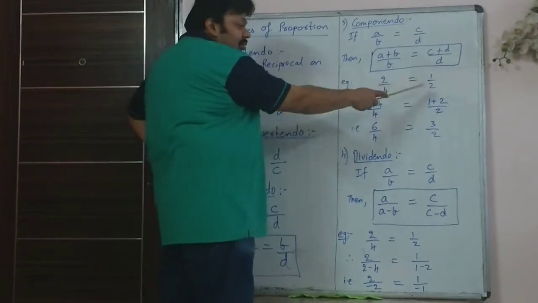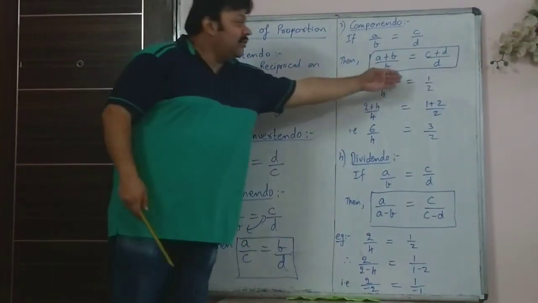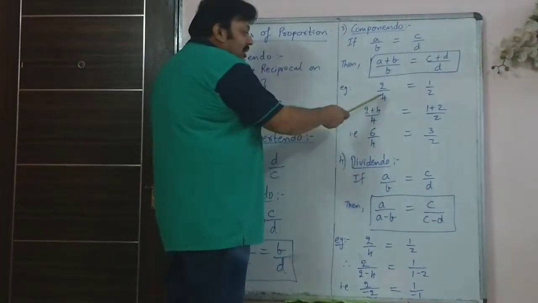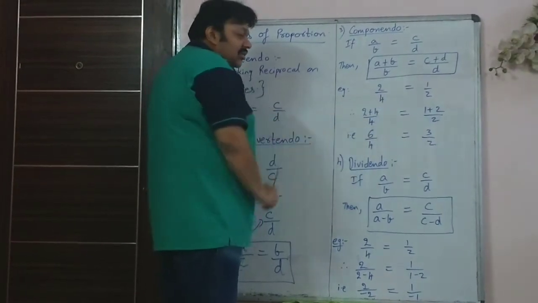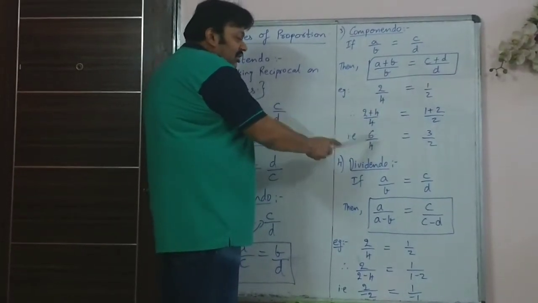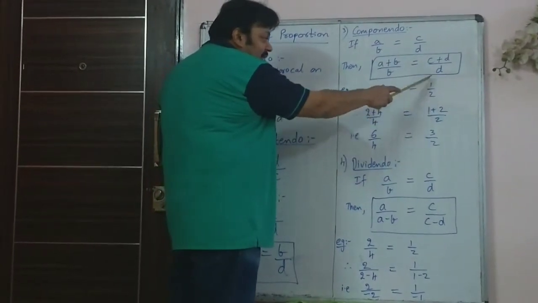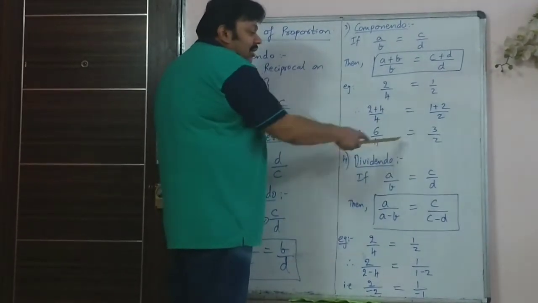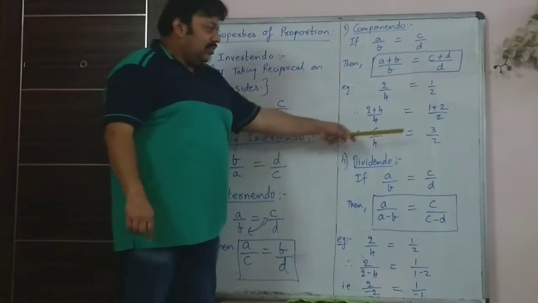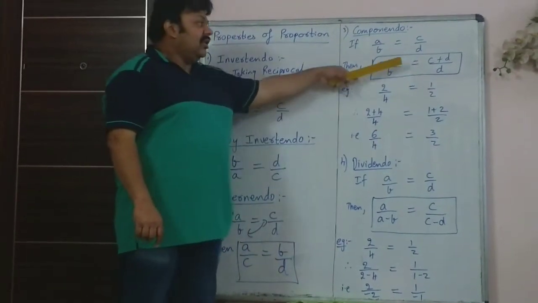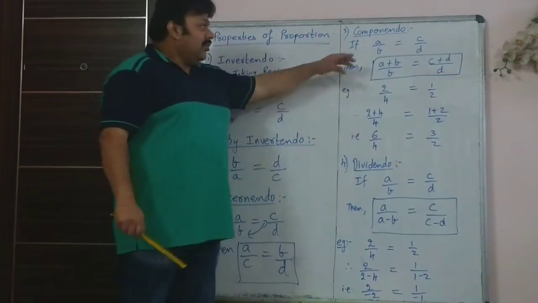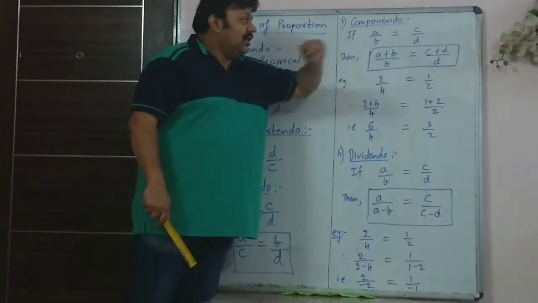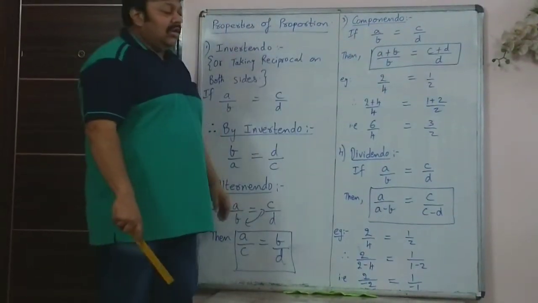2 upon 4 is 1 upon 2. It's obvious, this is the basic form. So if you do a componendo, what happens? It becomes 2 plus 4, denominator remains the same. So 2 plus 4 upon 4 is 6 upon 4. And the other side becomes 1 plus 2 upon denominator 2, so 3 upon 2. You find that the ratios remain equal. This is also 3 upon 2, that is also 3 upon 2. So what we did is basic componendo. Componendo is numerator plus denominator upon denominator is equal to the other side's numerator plus denominator upon denominator.